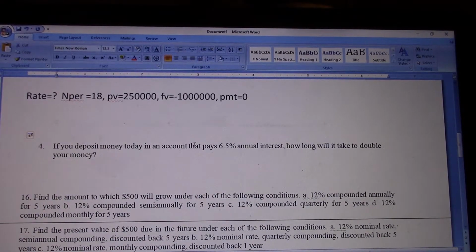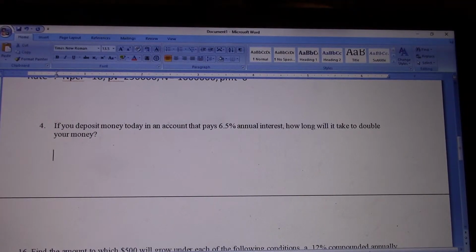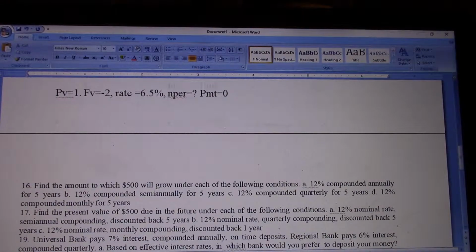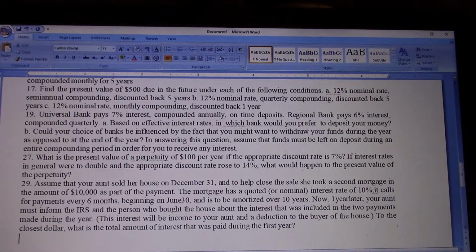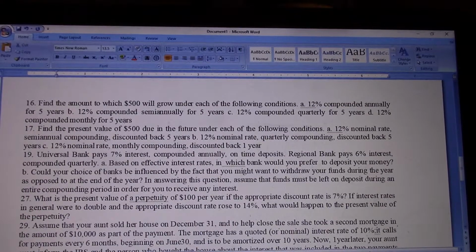The number 4 question: how long does it take to double your investment? We've done this in the previous class, so we can just say PV is 1, future value is -2, for example. Or you can change the PV to 1,000, future value will be -2,000, and the rate should be 6.5%. N is the question mark. PMT is 0, right? So these are the inputs.